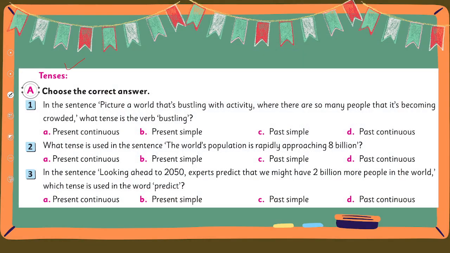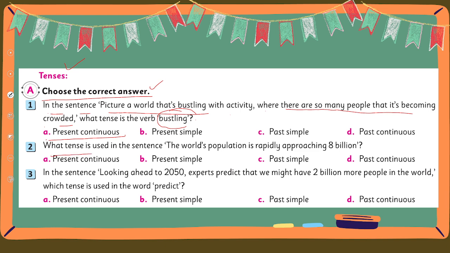All right. Now let's go to the book. The main exercise, choose the correct answer. So let's do the first one together. In the sentence, picture a world that's bustling with activity, where there are so many people that it's becoming crowded. What tense is the verb bustling? Yeah, right? This is actually your present continuous.